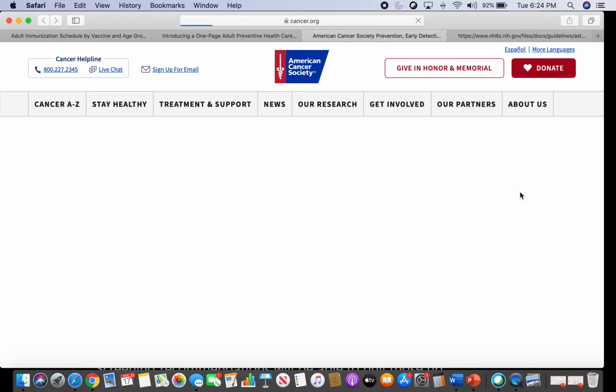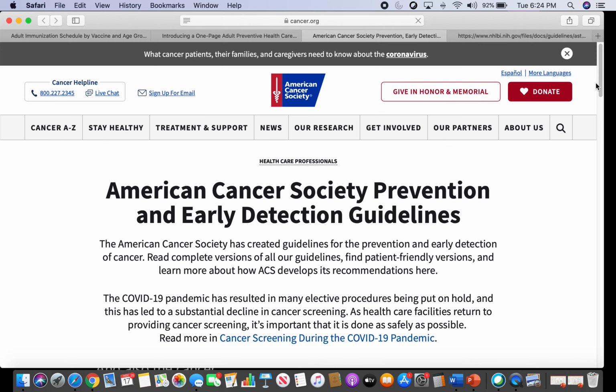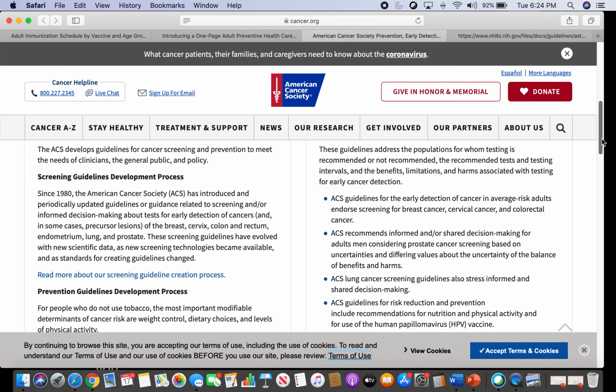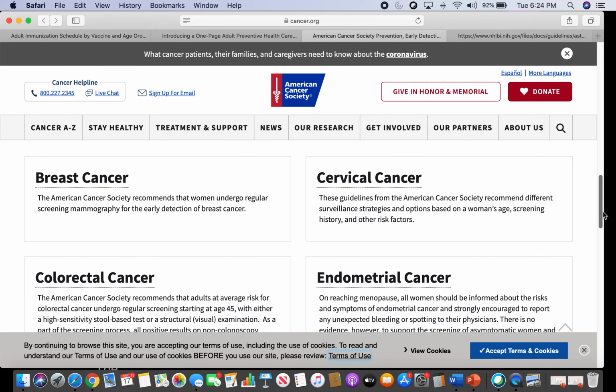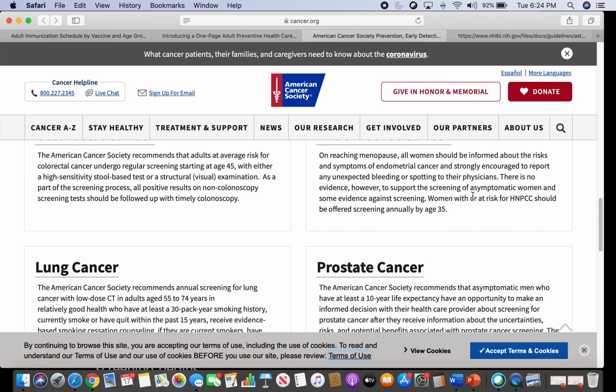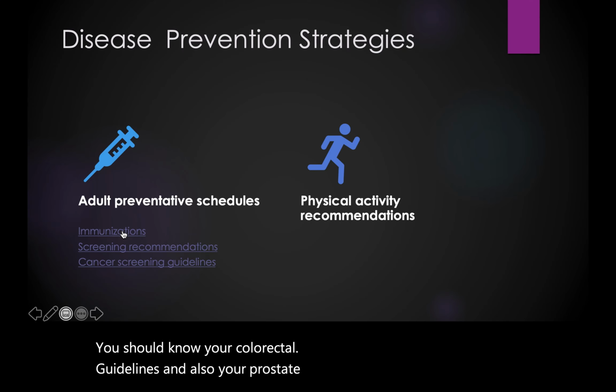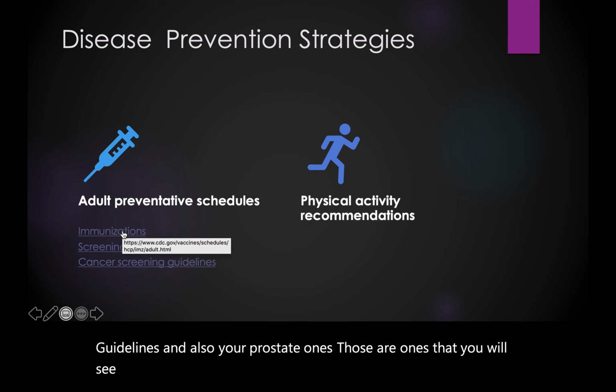And also the cancer screening guidelines, I have those pulled up for you as well. The big things I want you guys to remember is breast cancer screening. That one begins at age 40 in women with few to no risk factors. You should know when cervical cancer screening begins. You should know your colorectal guidelines and also your prostate ones. Those are ones that you will see often in primary care.